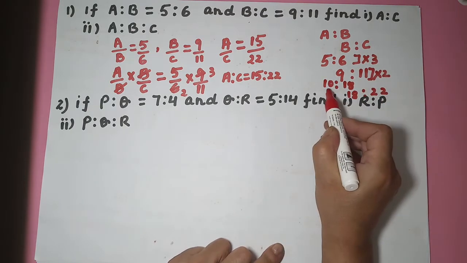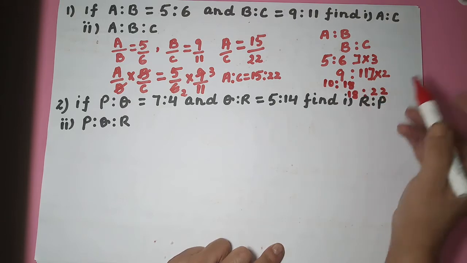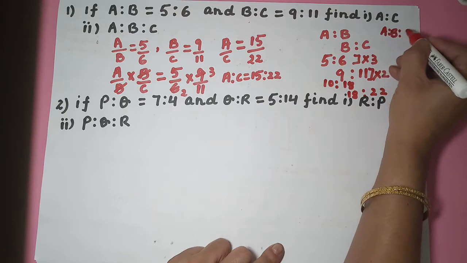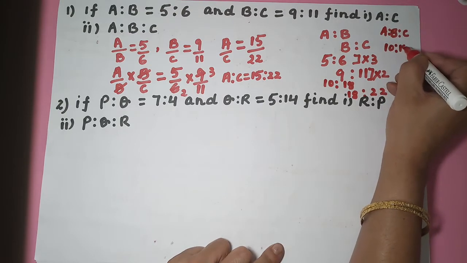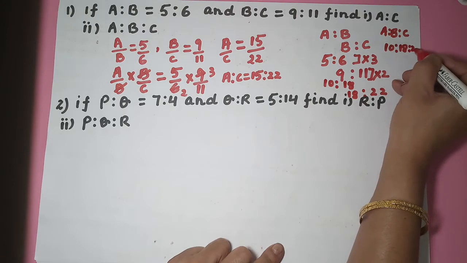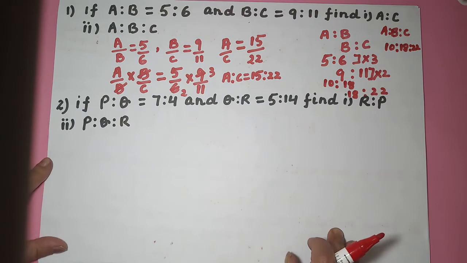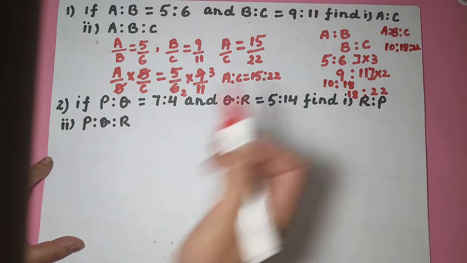So now this becomes your A, this becomes your B and this becomes your C. So what is your A is to B is to C? You have found that A is to B is to C is 10 is to 18 is to 22. Right? You have to remember the method. Same question. This will help us to understand this better.